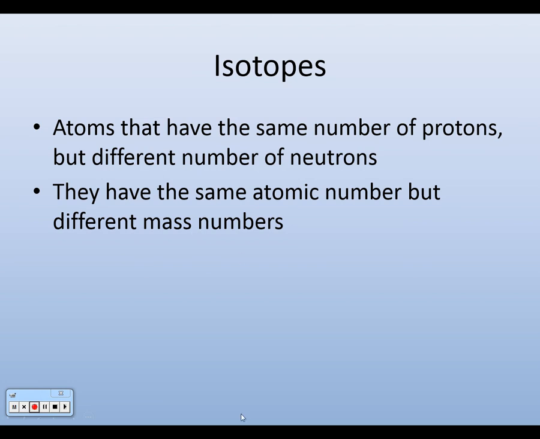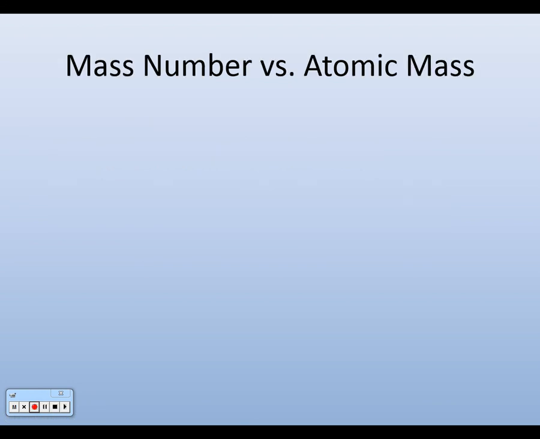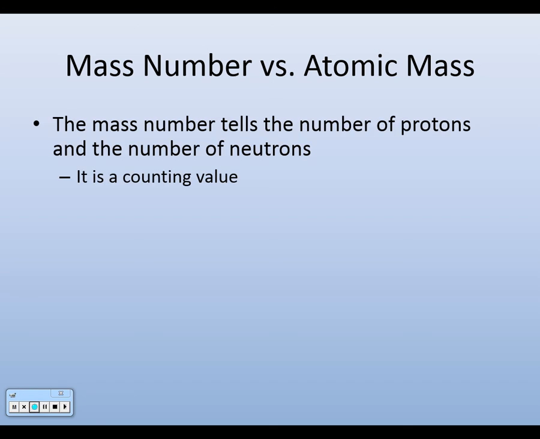How do I know that? Because what does the mass number do for us? What is the mass number of an atom? Okay, good. The number of protons plus the number of neutrons. Meaning, we are in effect counting. The mass number tells us the number of protons and the number of neutrons. It's a counting value. It is always an integer value.